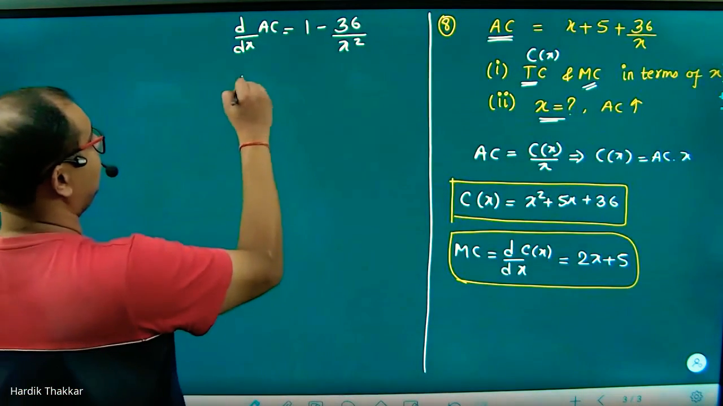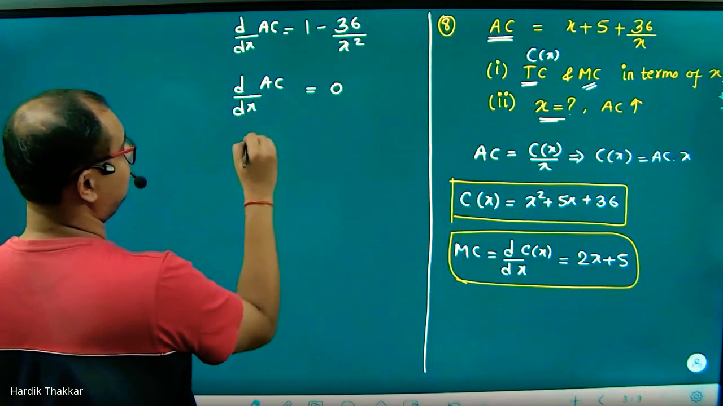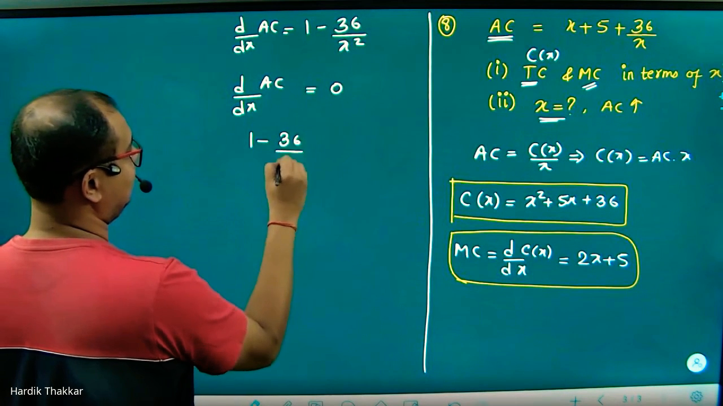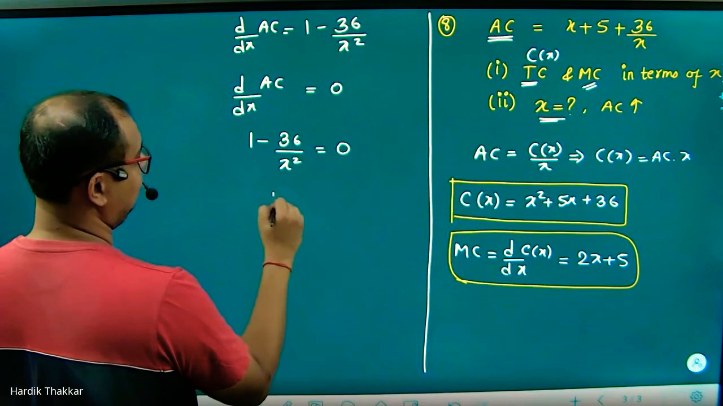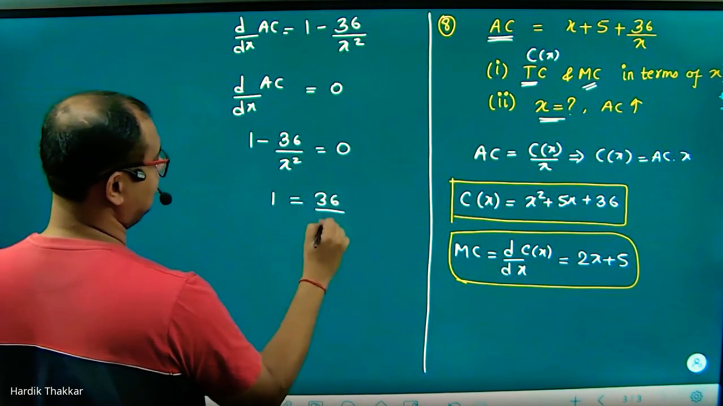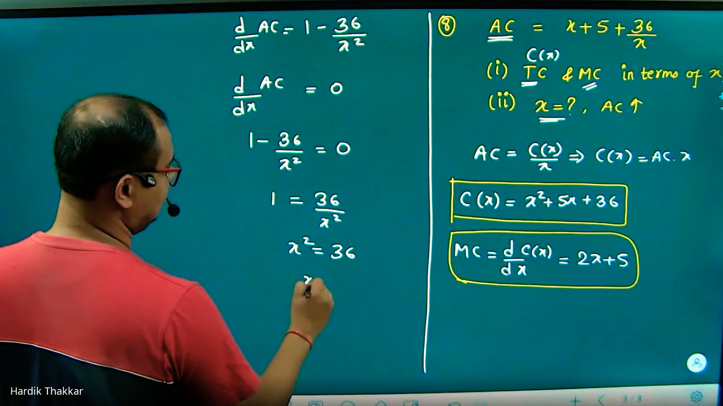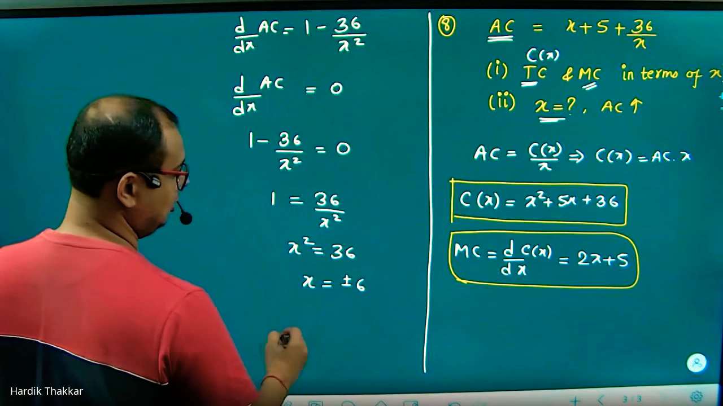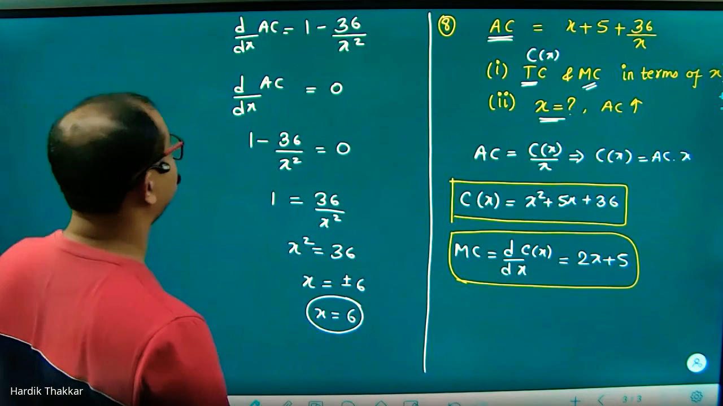Now we will put d by dx of AC to 0. So it will be 1 minus 36 upon x square is equal to 0. So it will be like 1 is equal to 36 upon x square. So x square is equal to 36. So you'll get x is equal to plus minus 6. You will take only positive value because number of items cannot be negative.